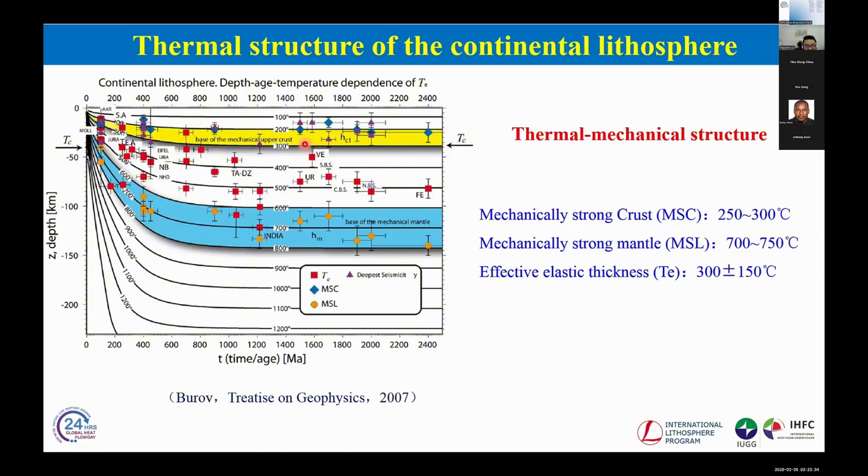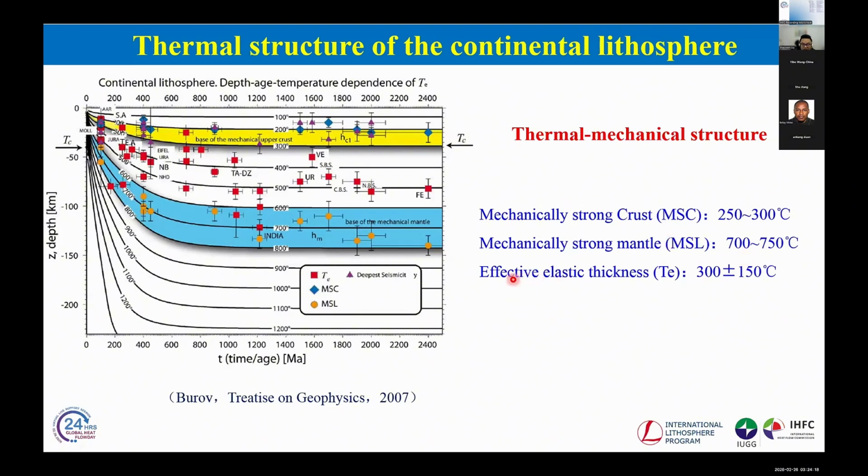For the first one, the yellow arrow, which is the mechanically strong crust, means that this part of the crust is really stronger. So the temperature should be a little bit lower. The typical temperature range for the mechanically strong crust is about between 215 to 300 degrees Celsius. While for the green one, this is the part of the mantle, the base of the mechanical mantle, sometimes denoted as the MSL. For this one, the temperature is about 700 to 715 degrees. So this is the temperature for the strong part of the lithosphere.